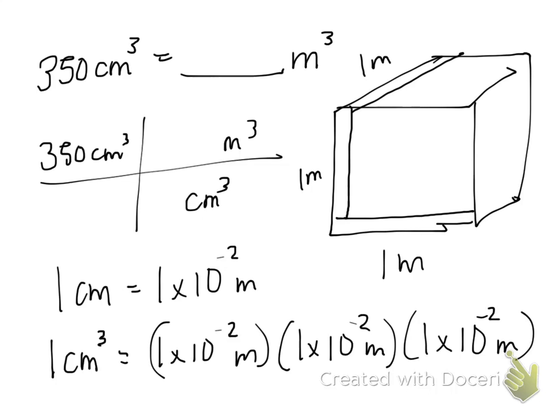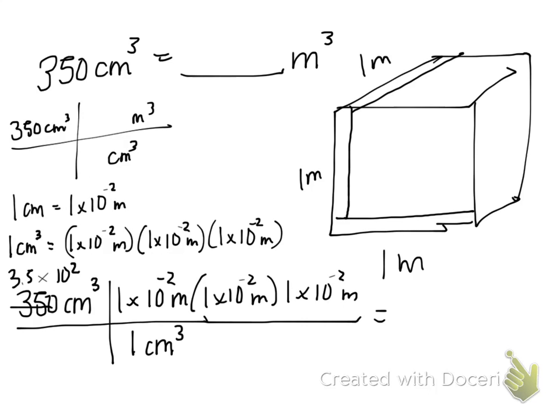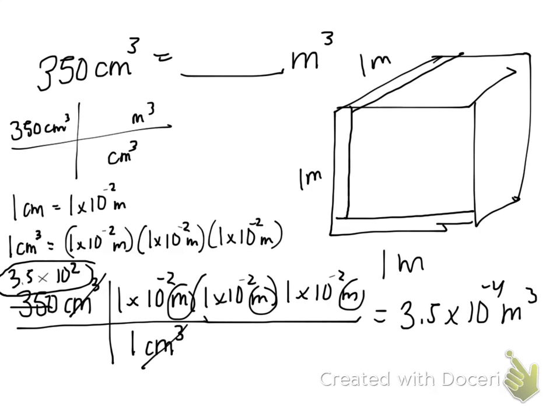That's really important. And it's not that hard to just write that into your factor label. That's actually what I typically do. It looks like this. Note that I've done the conversion up here to make my math easier in the end and changed 350 to 3.5 times 10 to the second. When I multiply this all out, what I get is 3.5 times 10 to the negative fourth cubic meters. Our cubic centimeters cancel, and we have meters times meters times meters. Cubic meters, that's what we wanted.